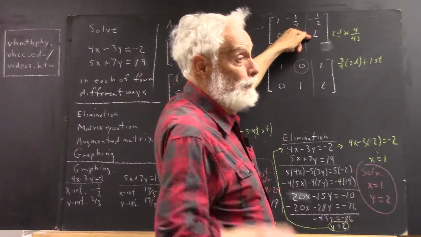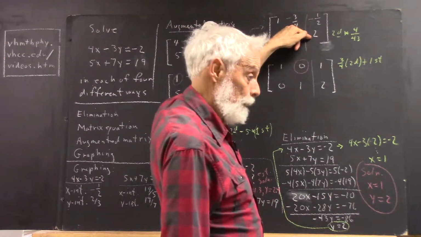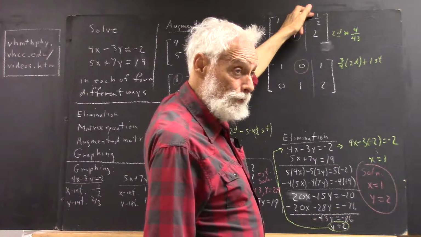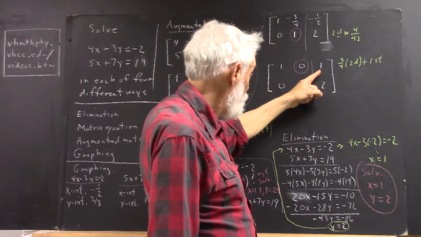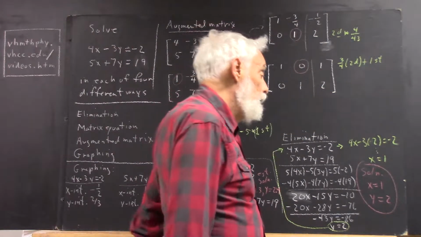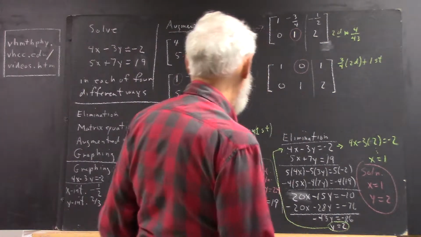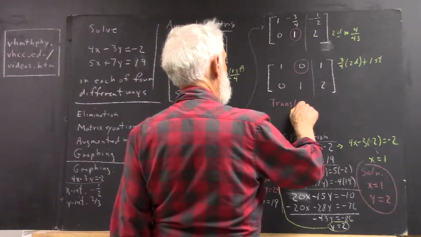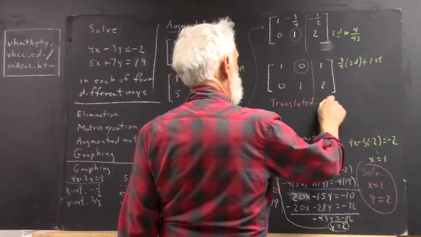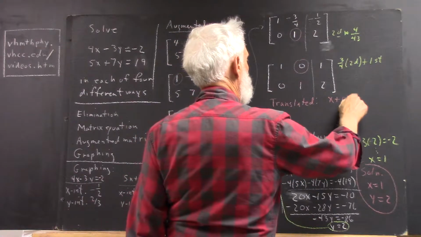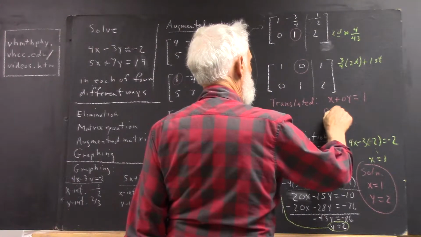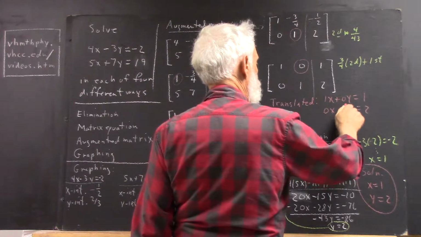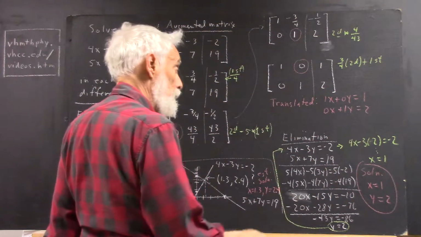What I'm saying is people need to review fractions. I'll just say that. Okay, that's going to be 3/2. 3/2 and negative 1/2 is 2/2, which is 1. So we get 1. And now we have a system that reads x plus 0y equals 1 and 0x plus y equals 2. Or you could say 1x and 1y, just write down all the numbers.